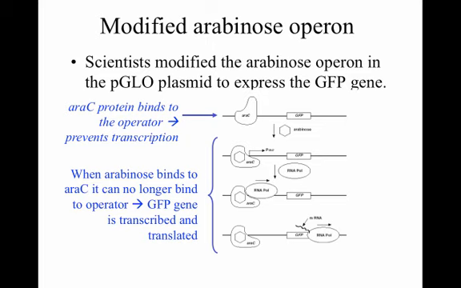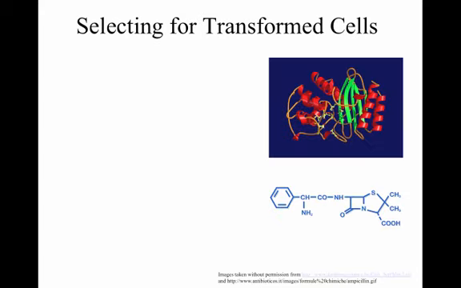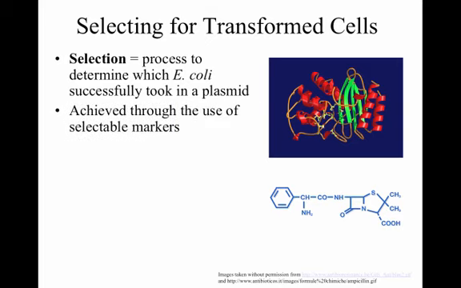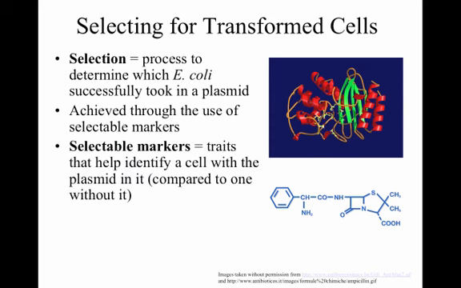Okay, so let's move on then to talk about some more specifics about your lab. Remember we talked about the fact that transformation's not 100% successful. Inevitably, when you do a transformation reaction, you're going to have some cells that got the plasmid, in this case pGLO, and some that didn't. So selection is the process where we figure out who got the plasmid and who didn't. And to do that, we're actually going to use what we call a selectable marker. A selectable marker is basically a trait that's going to help me identify which cells got the plasmid and which ones did not.